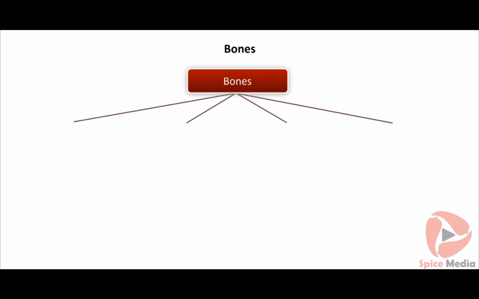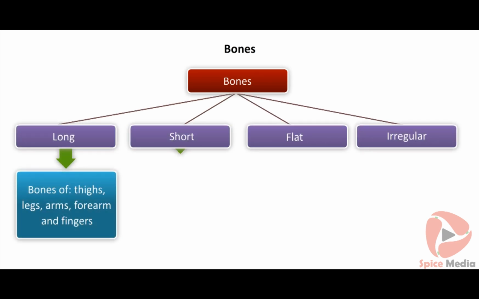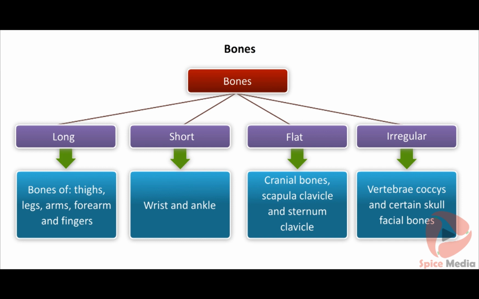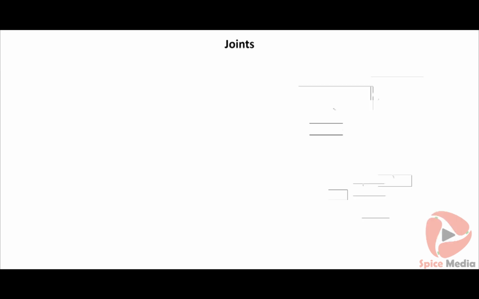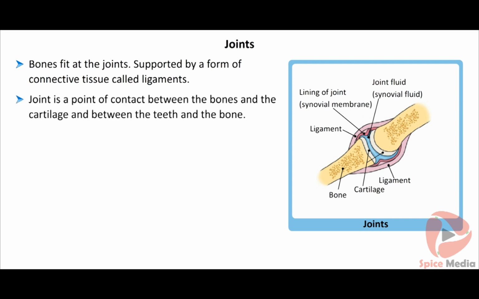On the basis of the shape, bones are classified into 4 types: long, short, flat and irregular. Bones of thighs, legs, arms, forearm and fingers are long bones. Wrists and ankles have short bones. Cranial bones, scapula, clavicle and sternum are examples of flat bones. Vertebrae, coccyx and certain skull and facial bones are examples of irregular bones.